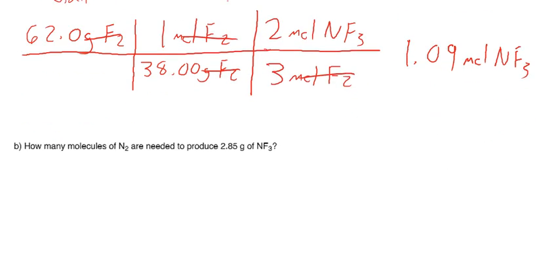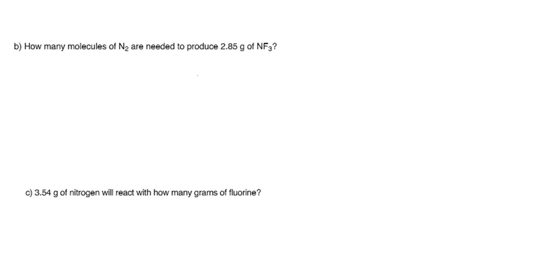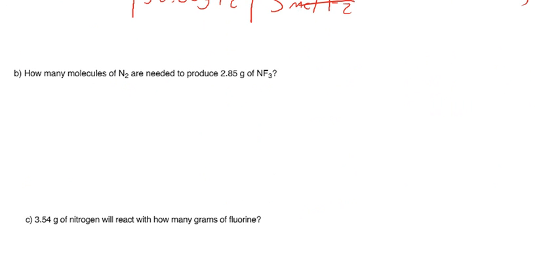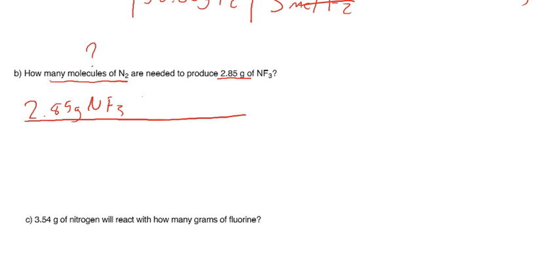Okay. Let's take a look at the second problem. How many molecules of N2? Okay, so this is what we want to know. We don't know this. How many of those are needed to produce 2.85 grams of nitrogen trifluoride? So we were given 2.85 grams NF3. Okay. So let's get a game plan here.